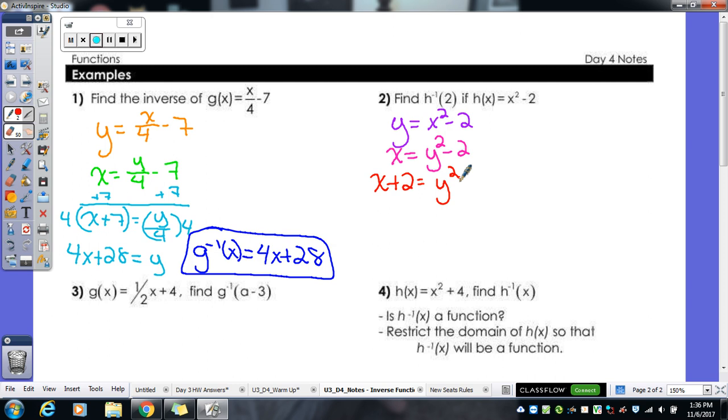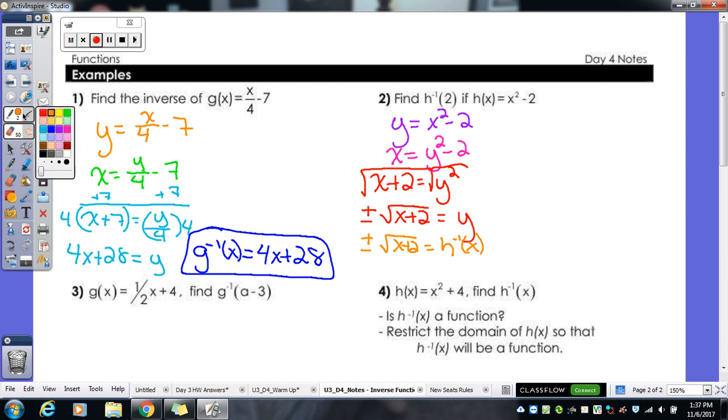How do I get rid of that squared on my y? And then what goes out in front of the square root? What am I always writing? Plus or minus. Always writing plus or minus on your papers. No, it's just y squared. And then I took the square root. So again, I bring in my notation again. So plus or minus the square root of x plus 2 equals h to the negative 1 of x.